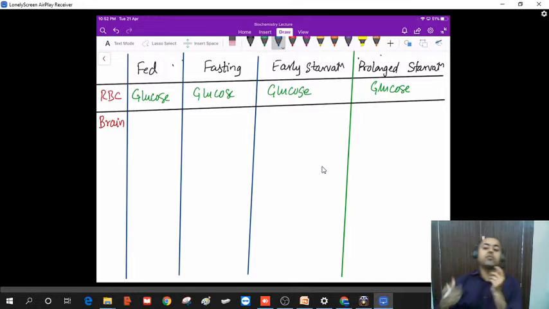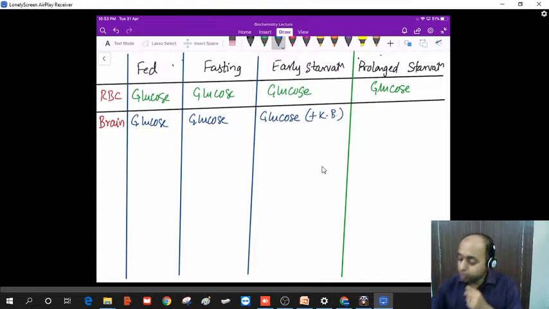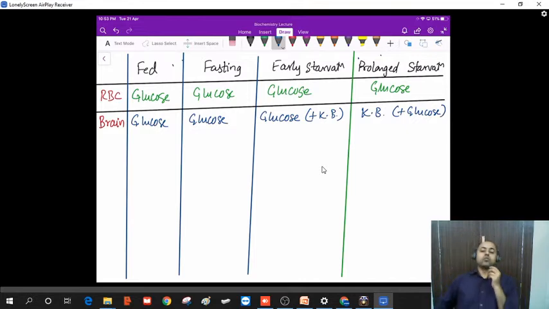We are talking about the fuel coming from the blood. For brain, what should be the answer? Fuel for brain. Fed state, glucose. Fasting, glucose. Early starvation, glucose. Switch has started towards ketone bodies. And prolonged starvation, mainly it is ketone bodies and little consumption of glucose.